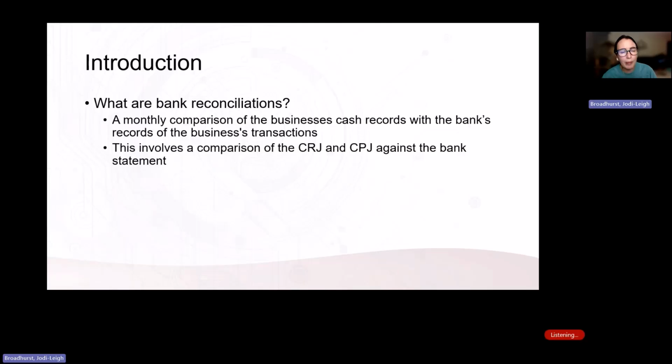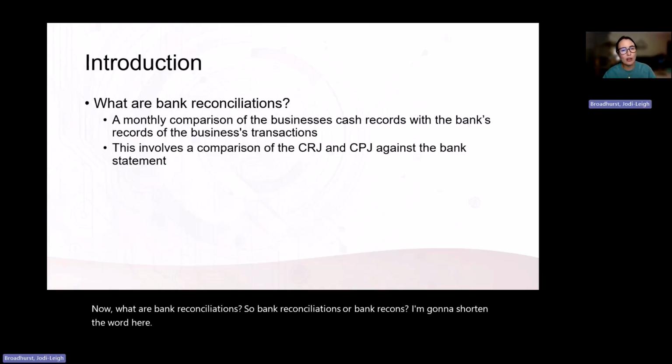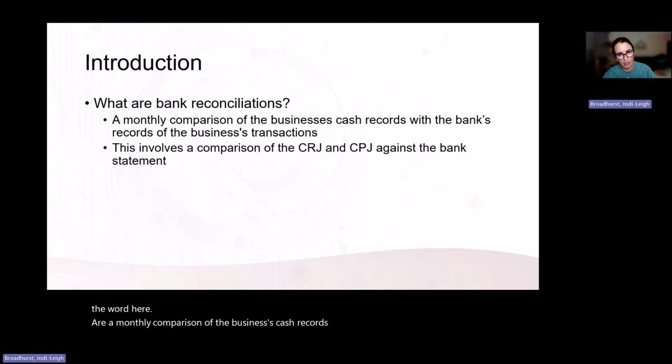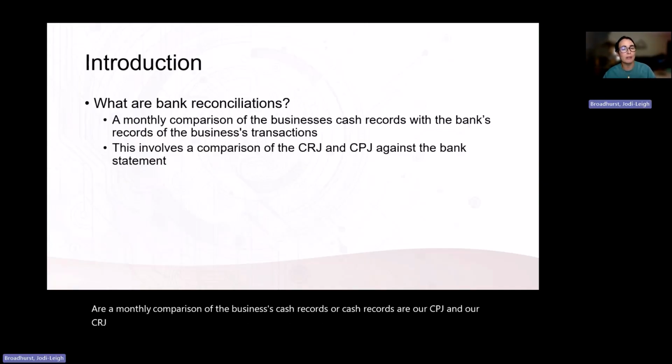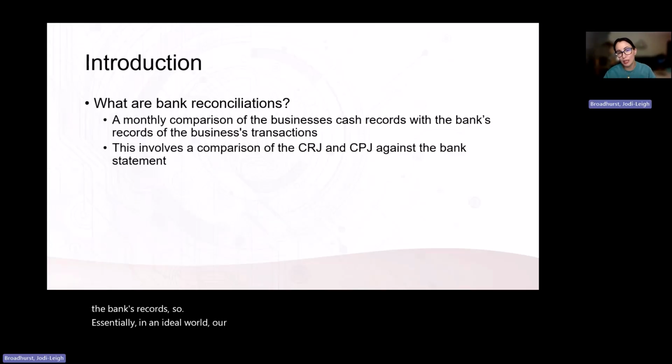Now, what are bank reconciliations? So bank reconciliations, or bank recons, I'm going to shorten the word here, are a monthly comparison of the business's cash records, our CPJ and our CRJ, with the bank's records of the business's transactions. So it's our records, the business's, versus the bank's records. In an ideal world, the totals of our cash journals should line up and be precise with that of a bank statement.